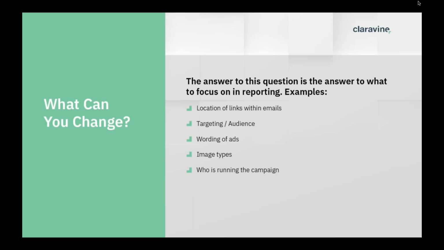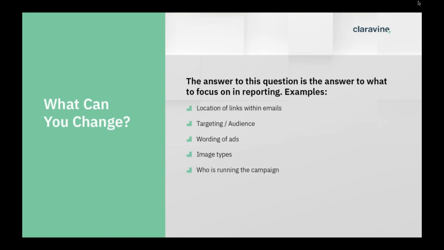So starting with what can you change, this is the result of the discussions that you had before about the different teams and their goals and what the moving parts were. So the answer to the question, what can you change, is really the answer to what to focus on in reporting. So in practice, this looks like, for example, the location of links within your emails.